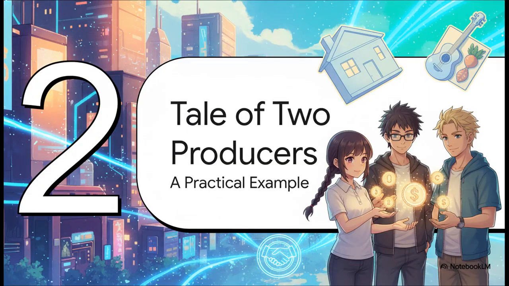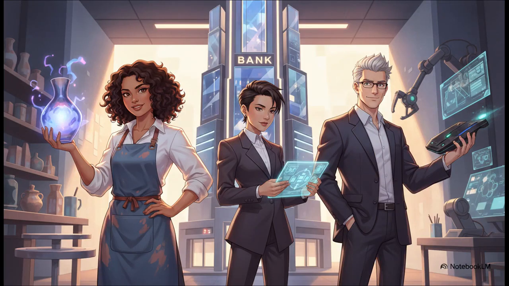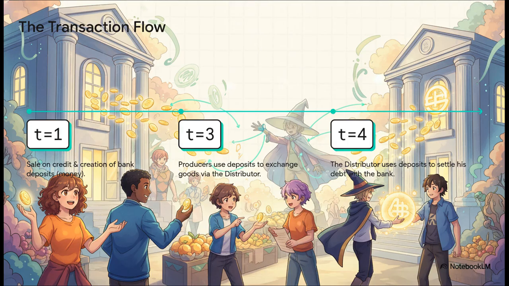So, to really see how this works in practice, we're going to follow a simple story. This little example is going to show you exactly how business activity creates bank money and makes the whole economy go around. Let's meet the players in our little economic tale. We've got two producers, producer Alpha and producer Beta. We've got a distributor who's kind of the middleman. And right at the center of it all, we have the bank. Our story is going to unfold in three key moments. First, money gets created. Second, that money is used to exchange actual goods. And third, the debt gets settled, which closes the loop.